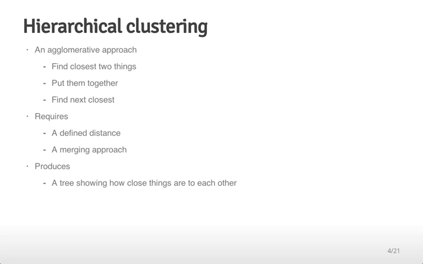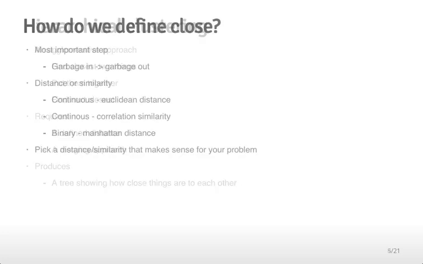To perform hierarchical clustering, it requires a defined distance measure. So how do you determine if two things are close to each other? And then it also requires a merging approach, because at the end of the day we need to merge things together, and so how do we do merging in such a way that we can then merge the next two things? What this produces is a tree showing how close things are to each other that's called a dendrogram, and we'll be talking a lot more about that in the lecture.